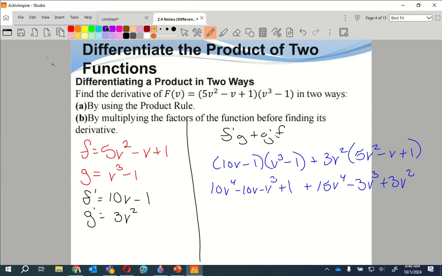And combining like terms, my highest degree is to the fourth, so that would be 25v to the fourth. V cubed is going to be here and here, so it's negative 4v cubed. V squared, I only have one, plus 3v squared. V to the first, I have only one, minus 10v. And then my constant, plus 1.